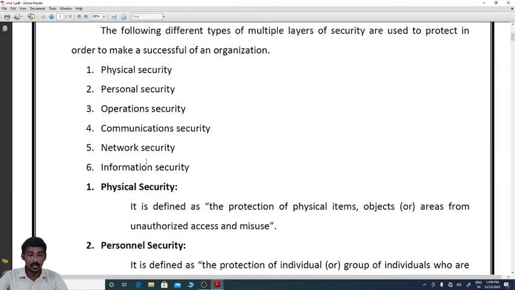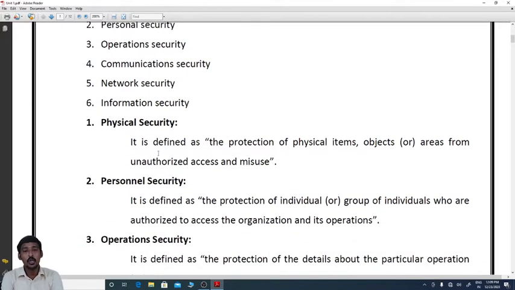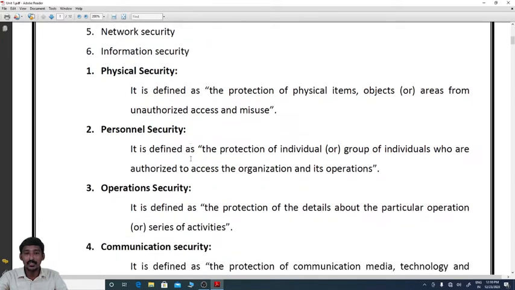The second one is called personal security. Personal security looks at the protection of individuals or groups of individuals who are authorized to access the organization and its operations. It means security mainly focuses on your employees, the members or persons who are working or who have permission to access the assets of the organization, or the operations of the organization. That comes under personal security.